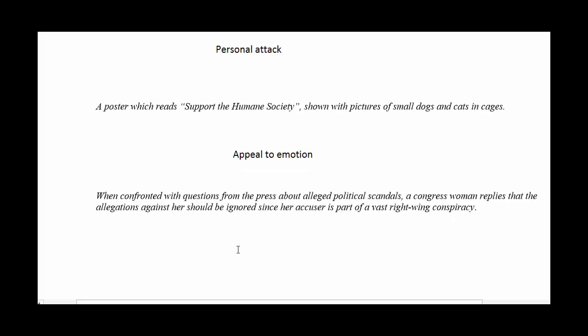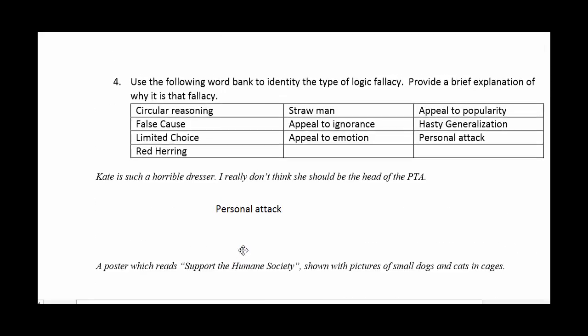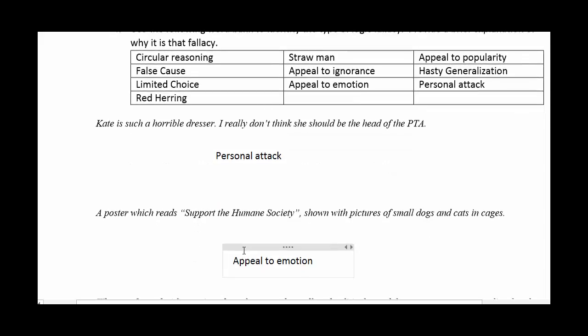When confronted with questions from the press about alleged political scandals, a congresswoman replies that the allegations against her should be ignored because her accuser is part of the vast right-wing conspiracy. Okay, so in other words, when she gets asked about bad things she has done, she says, well, the guy asking the questions actually is a conspiracy nut. So she's trying to say, hey, don't get on my case. Look at this other person. And she's trying to distract us with something else that would be appealing. So kind of look back through these choices.